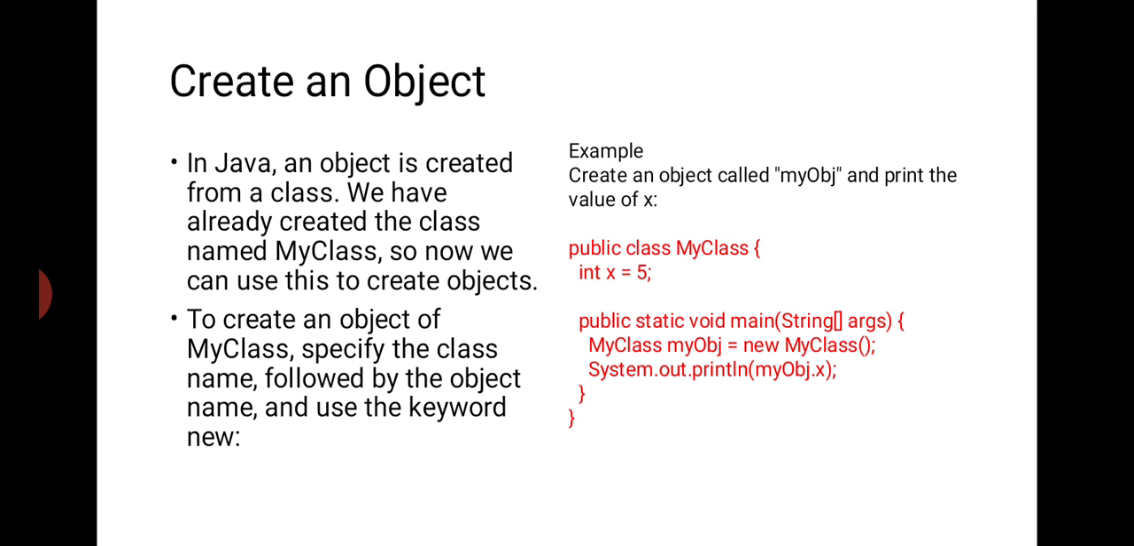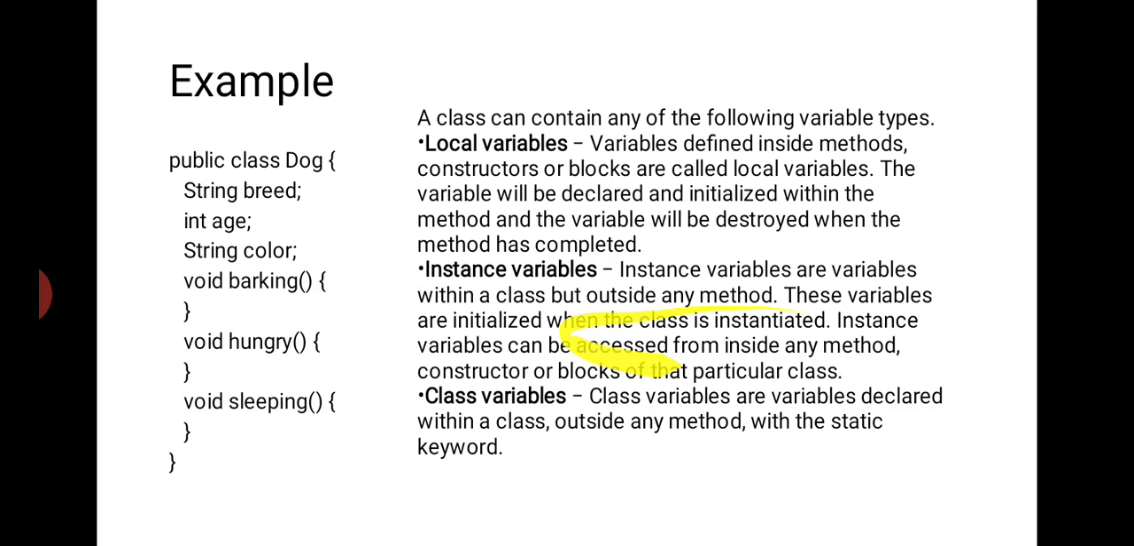Next, how to create an object. An object is created by specifying the class name followed by the object name, and you have to use the keyword new. Now here is the example. In this example, my class is the name of my class. This is of type public. Then here I have declared one variable of type integer. Here is my main function. Within the main function, the first statement is the creation of my object.